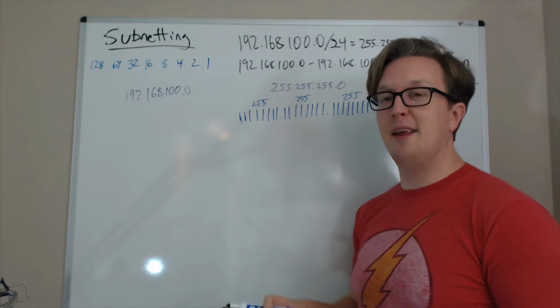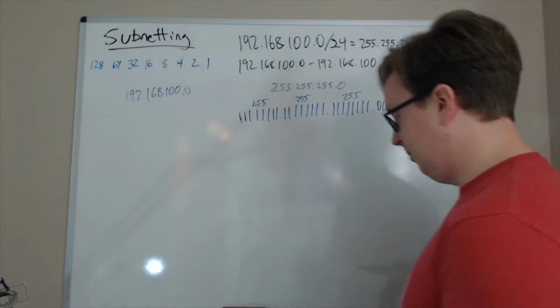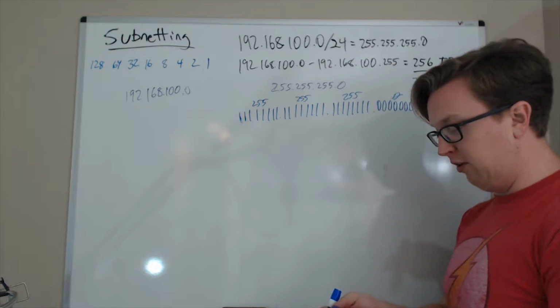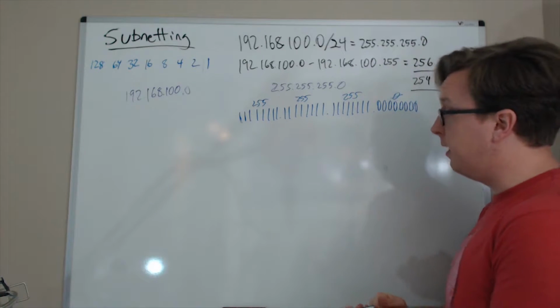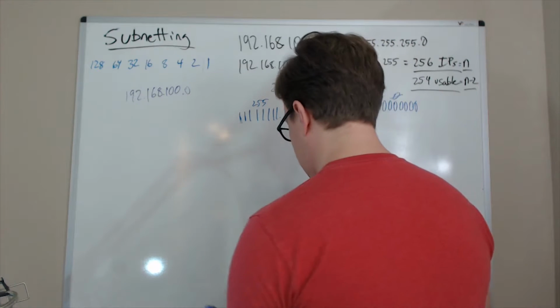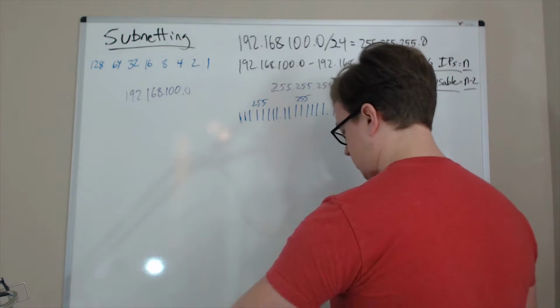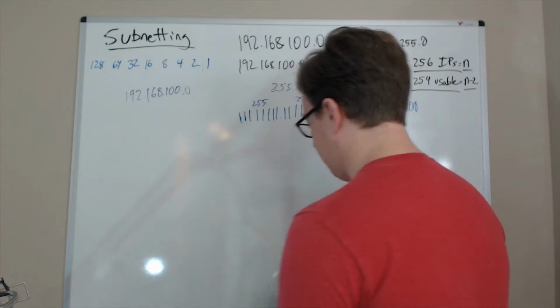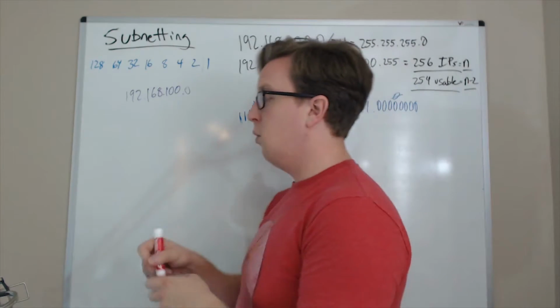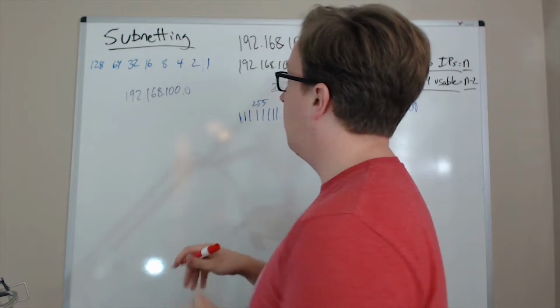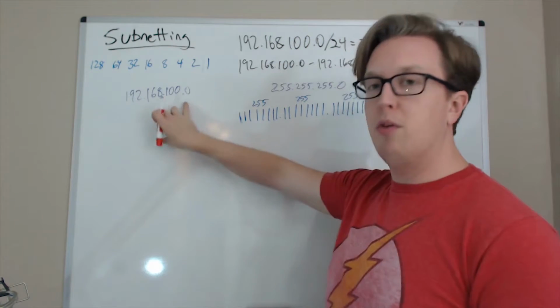Now, IP addresses are a little more complicated because they usually don't have 255 in them. Sometimes they don't have 0 in them, but let's see if we can do this. I'll use red so you guys can see a little better. Going through this, we have 192.168.100.0, and this is going to be our network.